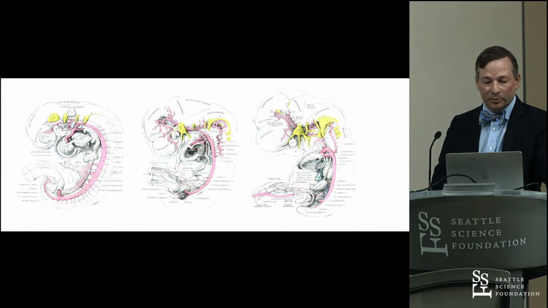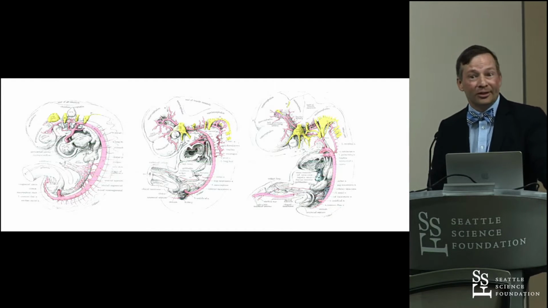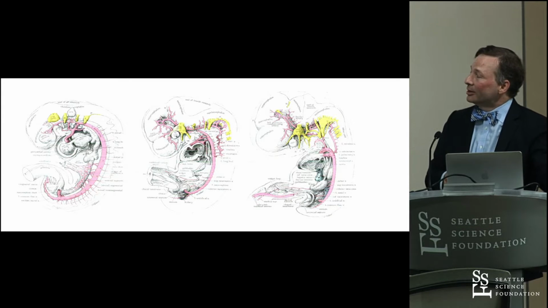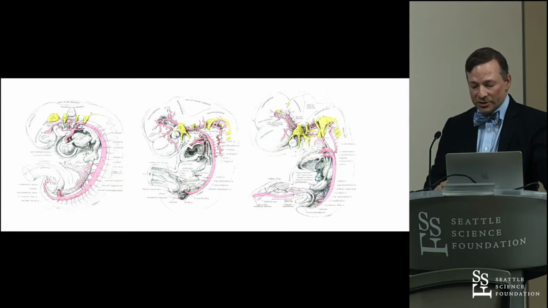And then if I ever had to have a tattoo put on me, I think I would put one of those. This is beautiful imagery of the early neuroanatomy of the fetus. And we see early to late fetal stage, and you can see the development of the vertebral basilar system.